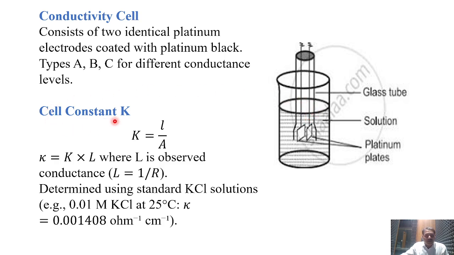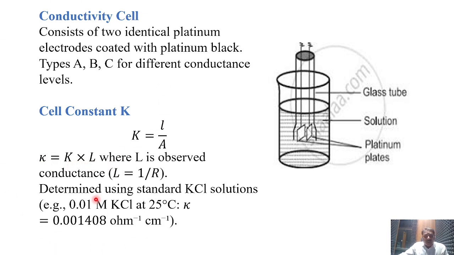Then what is meant by cell constant? That is called K. So cell constant is nothing but the length per unit area. So L is the length of the electrode platinum wire and A is the area of the platinum wire or electrode. So specific conductance equals cell constant into observed conductance. Specific conductance is equal to K into the observed conductance.